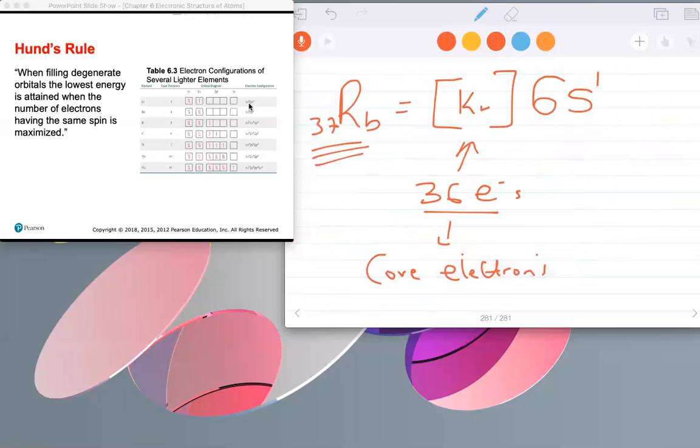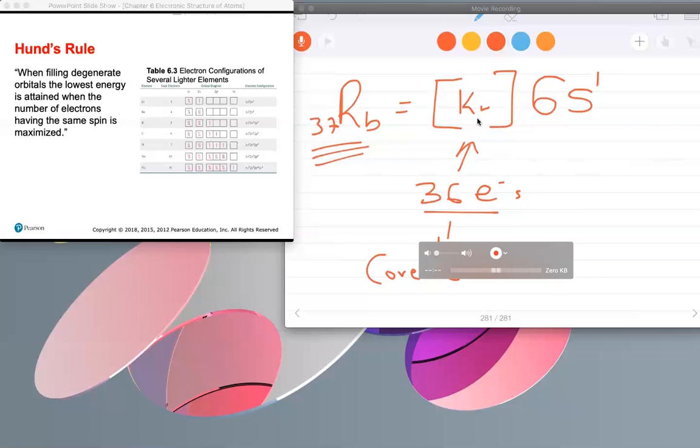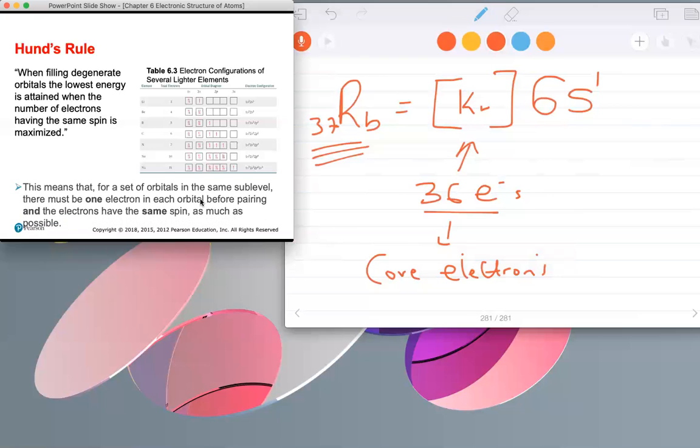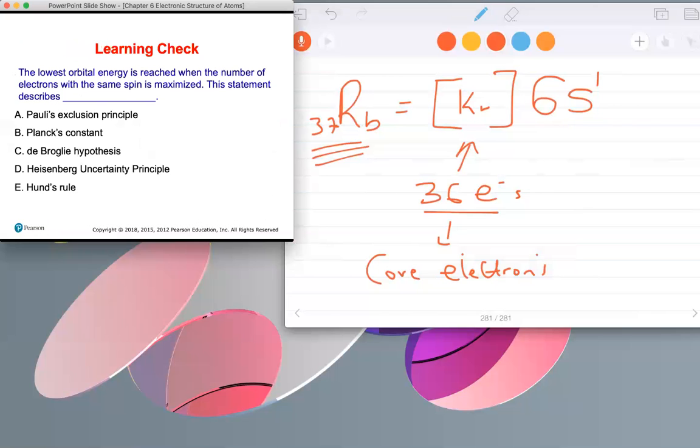So there is method 1. Look at my PowerPoint slides right here. This is method 1, the long one. And then method 2 is the orbital filling diagram, and I walked you through that. And then we come now to the shorthand, which is using the noble gas electron configuration. I think we did this before. This was Hund's rule: the lowest orbital energy is reached when the number of electrons with the same spin is maximized. This is Hund's rule. You may want to read more on these other guys.